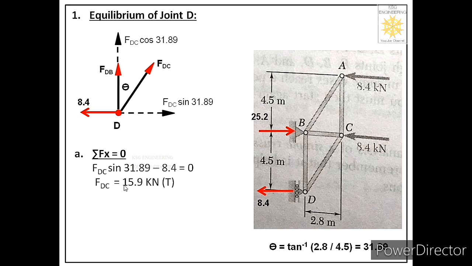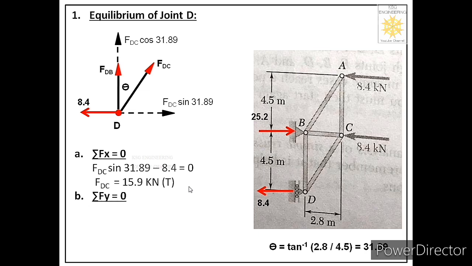Now see, we got positive value for this force. So that means whatever direction we have assumed for that force at the start, that direction is correct. And we had assumed tensile force, means away from the joint. It means FDC is a tensile force. So next to the magnitude we have labeled letter T. So T stands for tensile force.